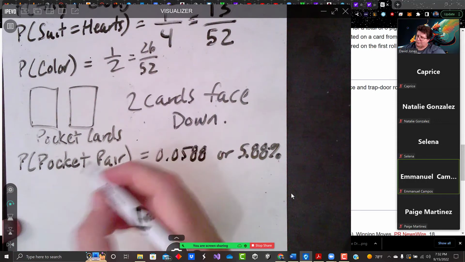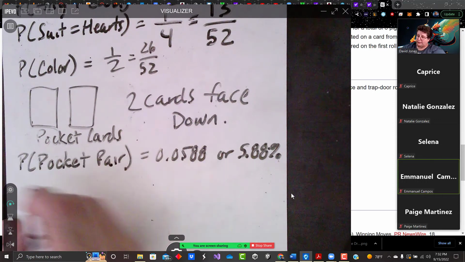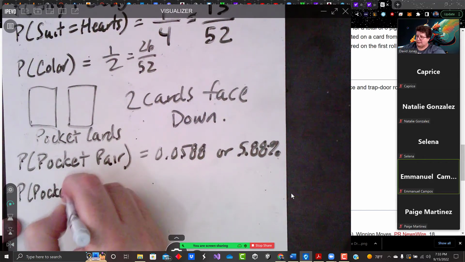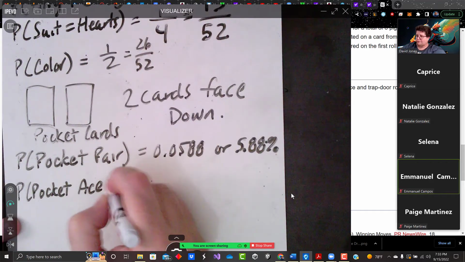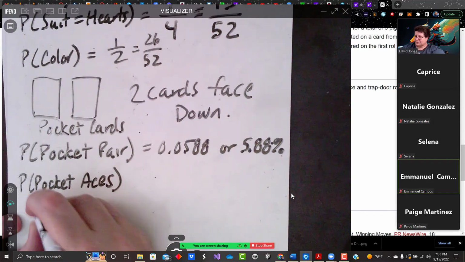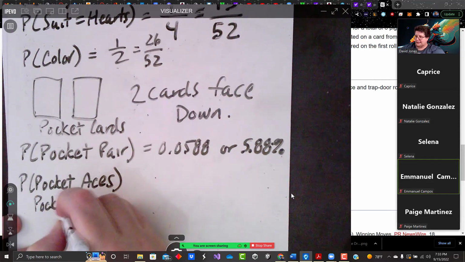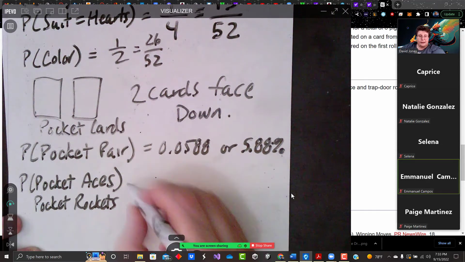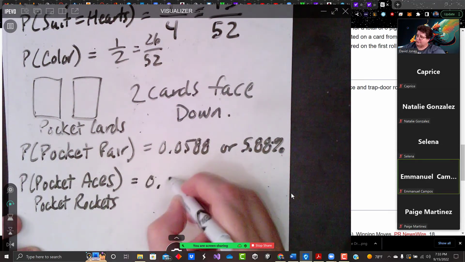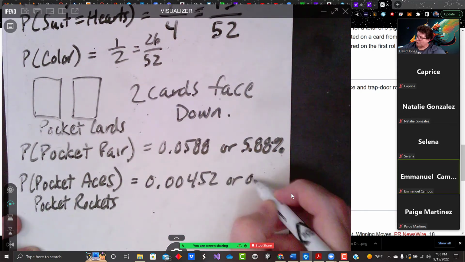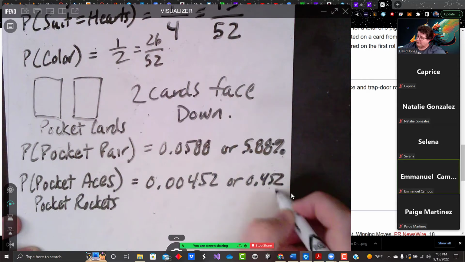If you want a particular pocket pair, like pocket aces, which means your 2 cards face down are aces, also called pocket rockets because the aces look like rockets, the head of a rocket, this is 0.00452 or 0.452%.